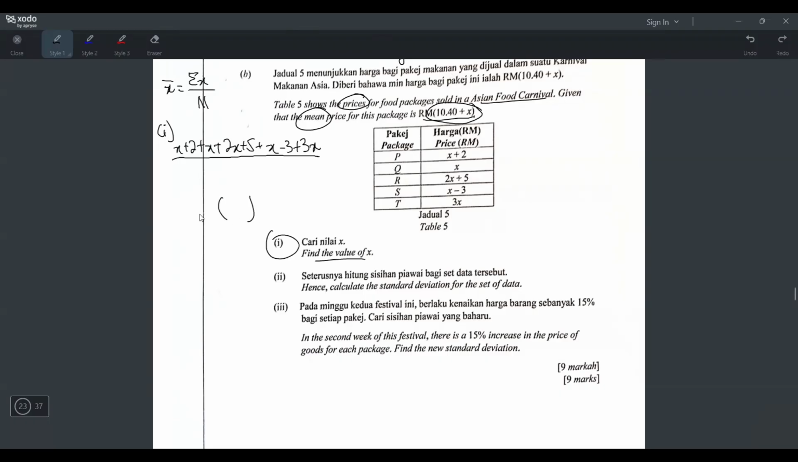But if the bracket in front is a minus, then you have to be careful. All right, and then divide by how many packages? 1, 2, 3, 4, 5. And then you will get 10.4 plus x, right? Because that's the mean. Now you can solve for x.